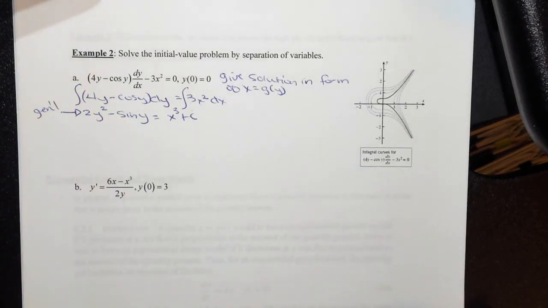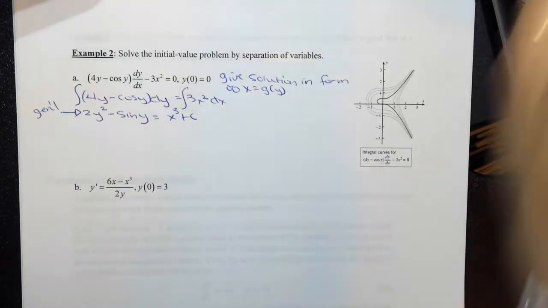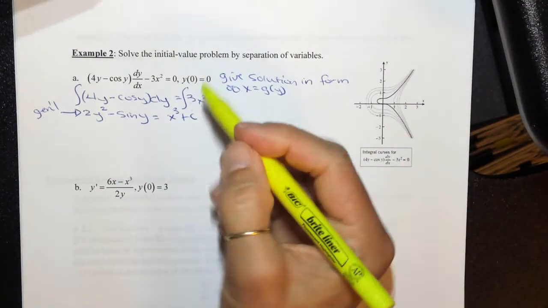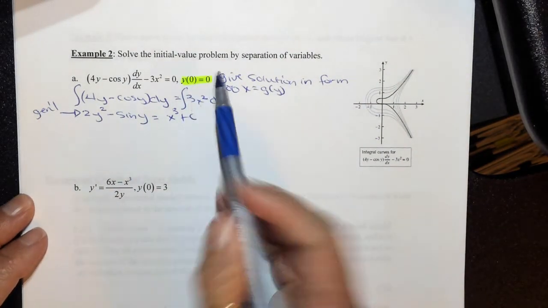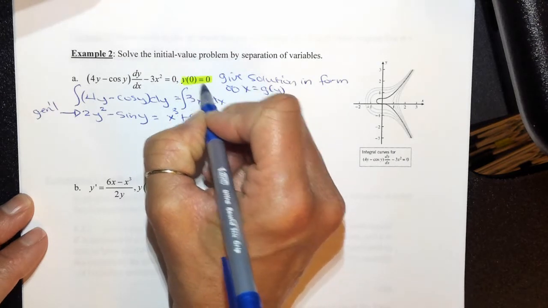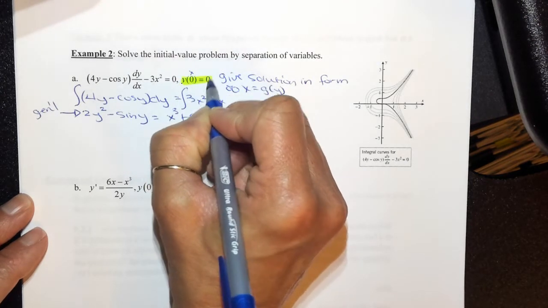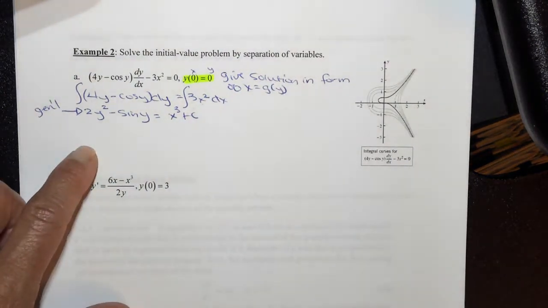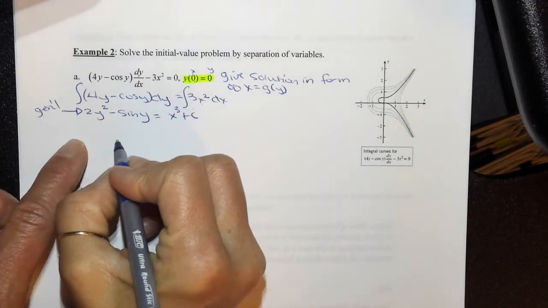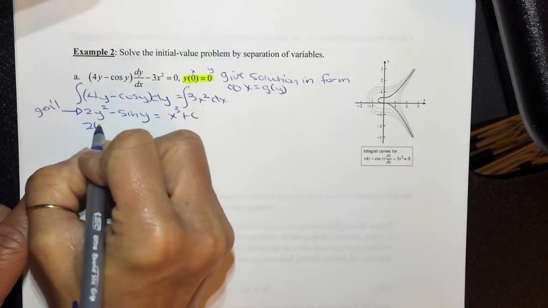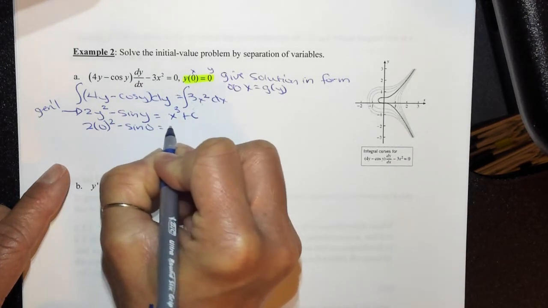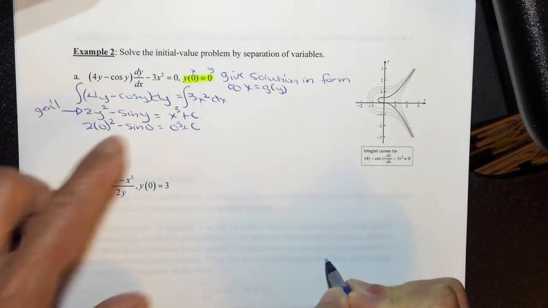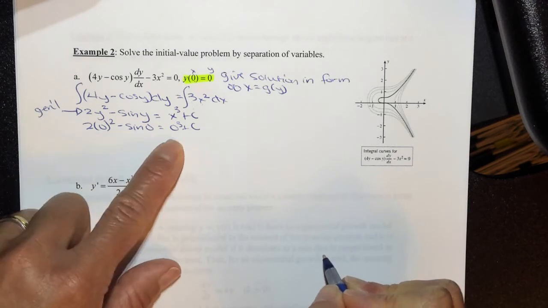Okay, what we want is the specific equation, and we are given this point right here so that we can find c. So we're actually going to plug in this 0 for x and 0 for y, and I'm going to show you the entire substitution so there's no confusion. So we have 2 times 0 squared minus the sine of 0 is equal to 0 cubed plus c. Turns out that c is equal to 0.